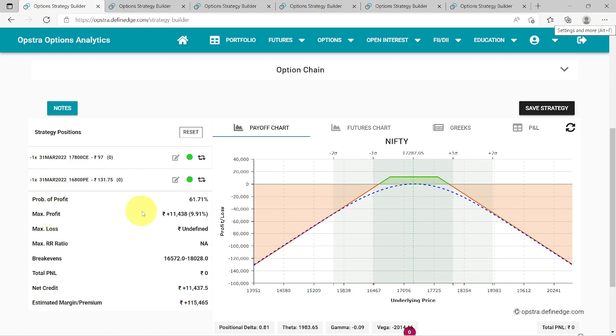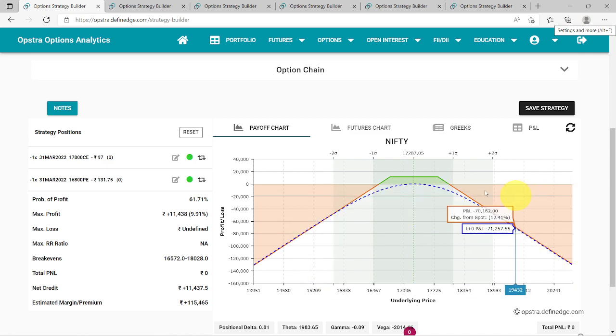You can see the max profit can be 11,000, which is in this region. And the max loss can be unlimited because we are just selling. I have already told you that if you just sell, your risk is unlimited. So that is what it is saying. If suppose the market goes to 15,000, you can see you will end up with a 76,000 loss.